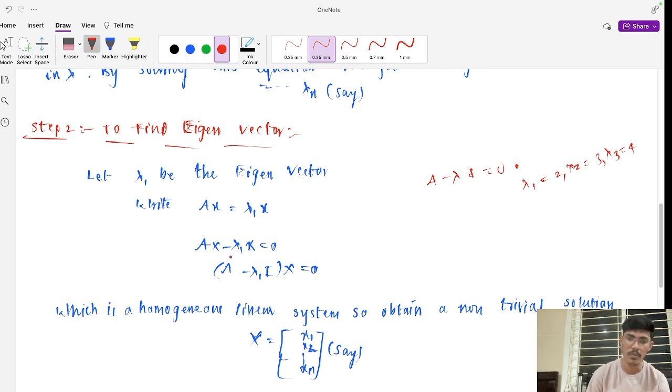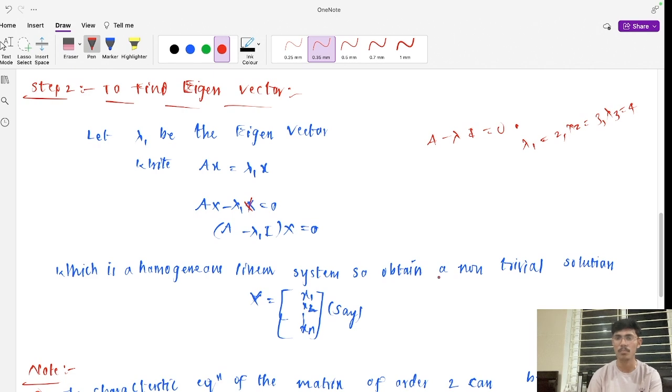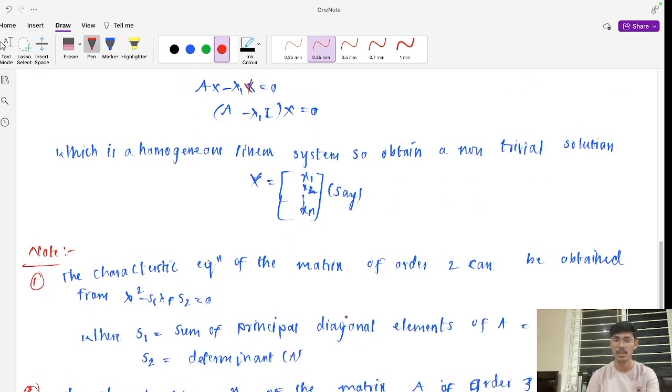Ax equal to lambda 1 x, so Ax minus lambda 1 x equal to 0. Here x is common, so we take it out: A minus lambda 1 I into x equal to 0, which is a homogeneous linear system. So we obtain a non-trivial solution x equal to x1, x2 and so on up to xn.